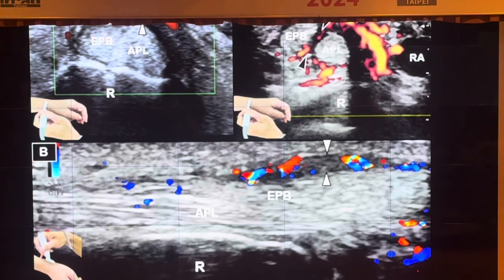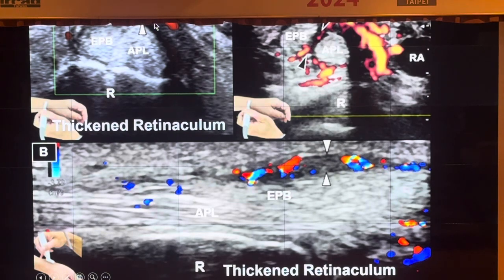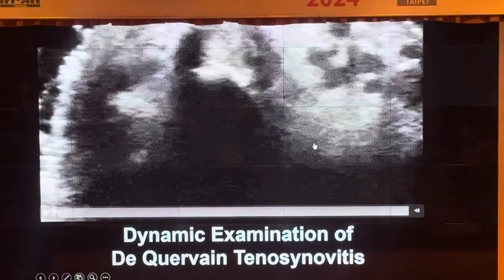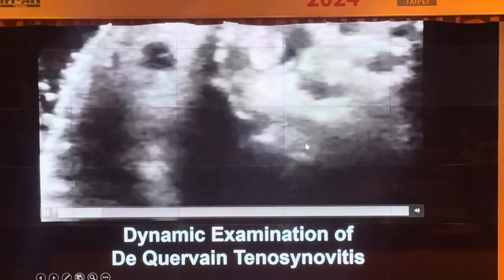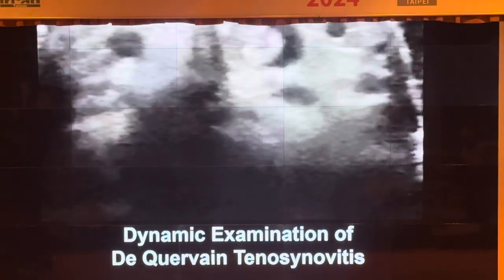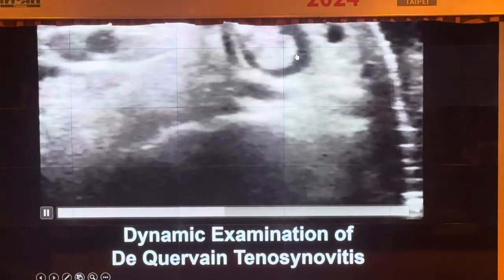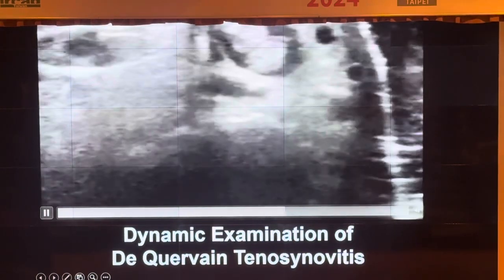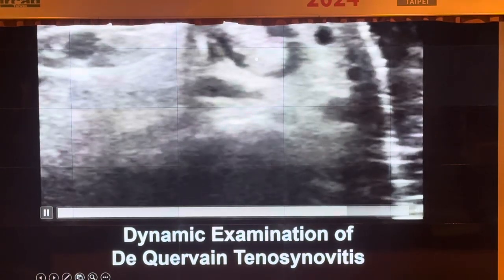So besides the multiple tendon slip, sometimes we can find a thickened retinaculum. So we can ask the patient to dorsiflex and volar flex the thumb, and then sometimes we can find that the tendon is entrapped by the thickened retinaculum. And another variant is the septum. So the septum will separate the abductor pollicis longus and the extensor pollicis brevis. So if you want to know the tendon arrangement, you can use dynamic examination. For example, in this case, you can find the case has multiple tendon slips and also has an effusion surrounding the tendon.